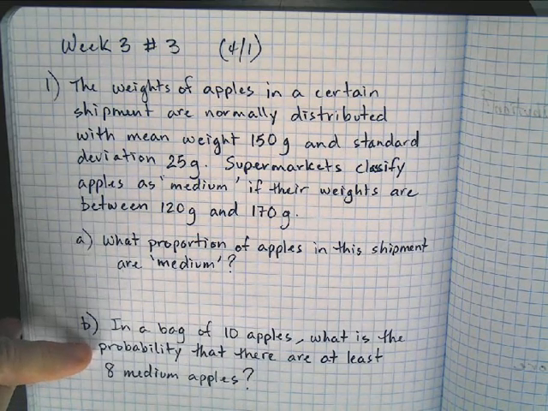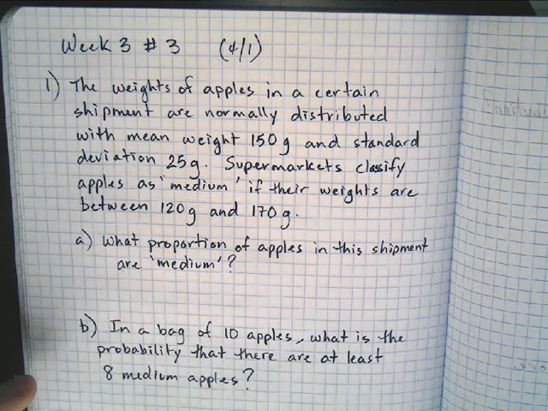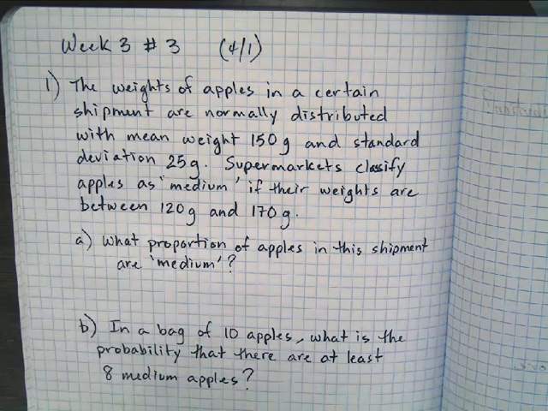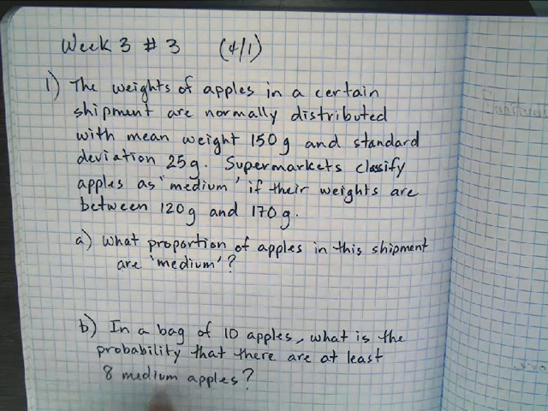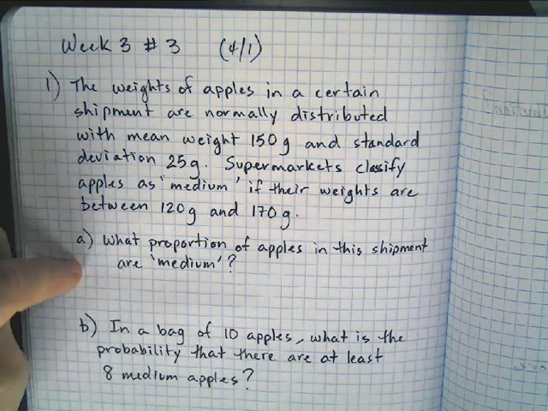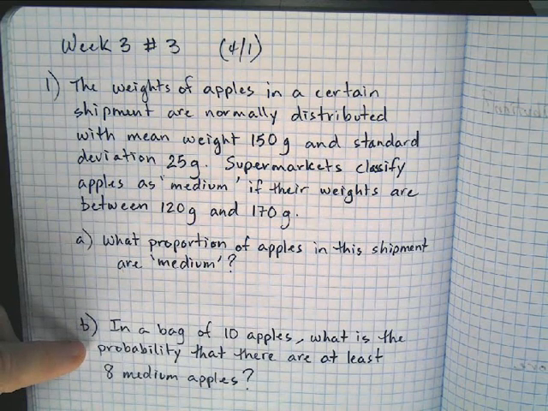In a bag of 10 apples, what is the probability that there are at least 8 medium apples? Now, this should look kind of familiar. We're picking 10, and I want 8 of them to be medium. Either they're medium or they're not medium. So this is a binomial distribution, okay? We've got two things going on here, a normally distributed probability and then a binomially distributed probability. So we're going to use our two things that we've been learning recently to answer that question.